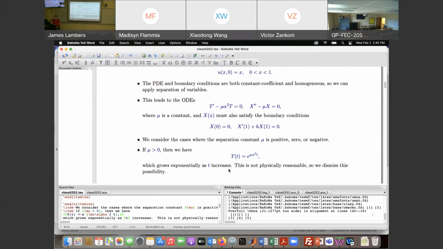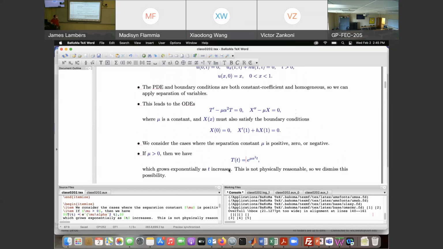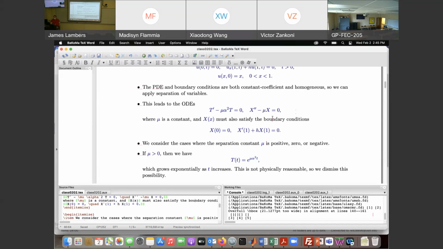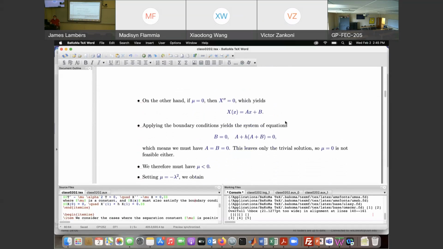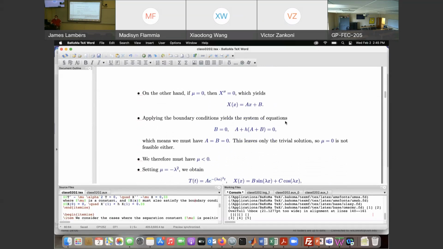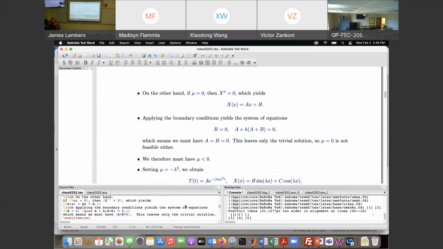Okay, are there any questions up to this point? So we still have two more cases: mu equals 0 and mu negative. If mu equals 0, then our spatial ODE reduces to X double prime equals 0. And we've seen this before. Capital X therefore has to be a linear function of x.